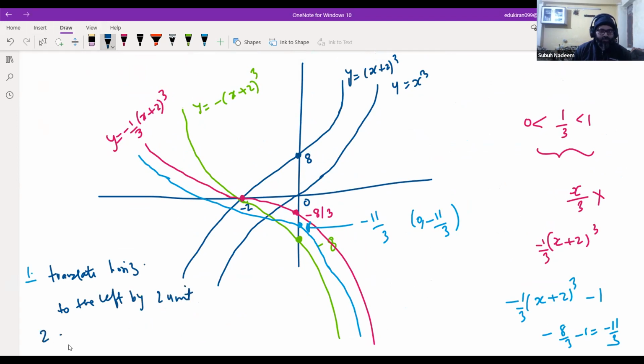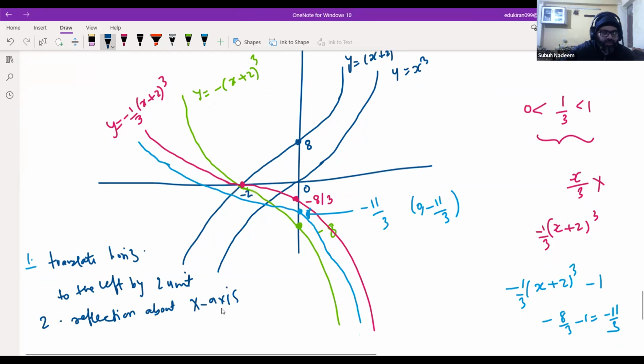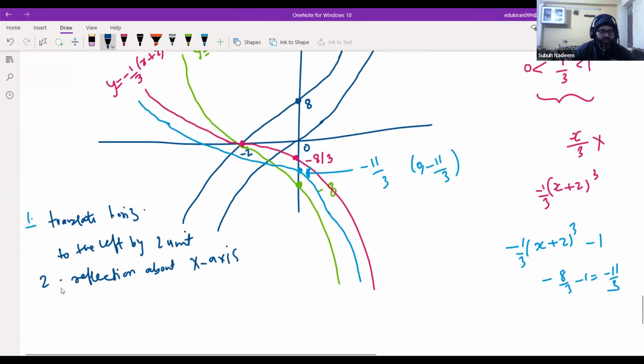Next, we took the reflection about the x-axis, then that was the green one. Then this red one, the purple one, or the red one is compress, or in their words you can say a stretch. If you use compress you will say 3 units, they will say a stretch, you will say 1/3 units.